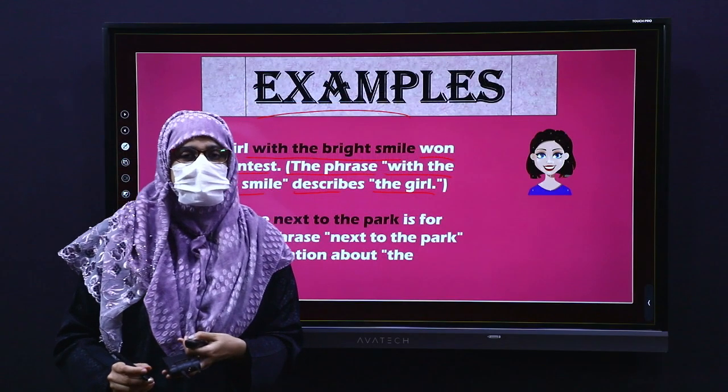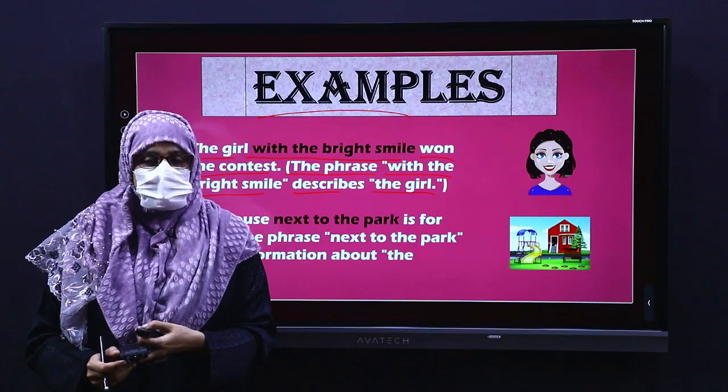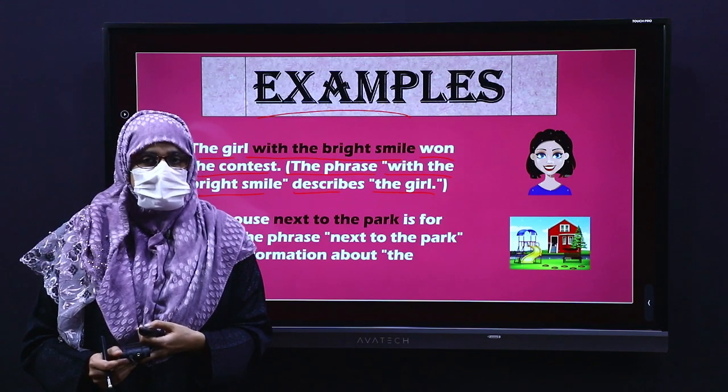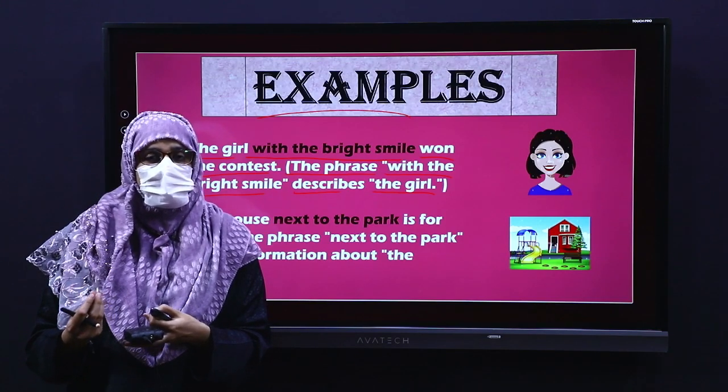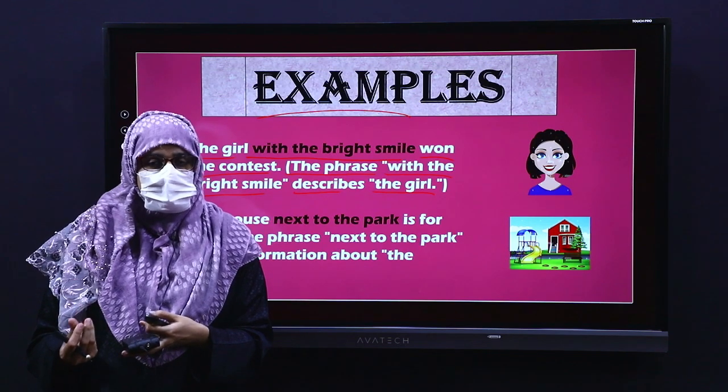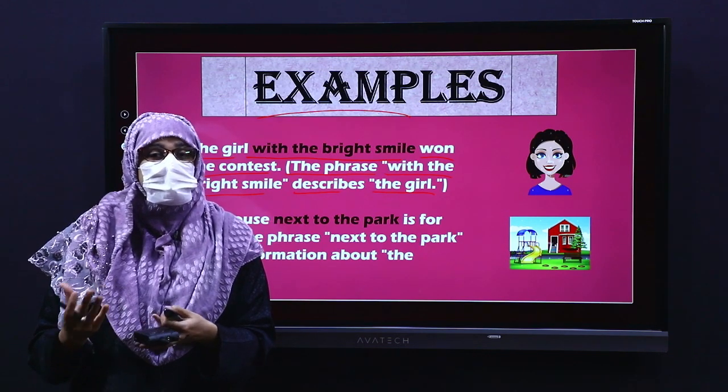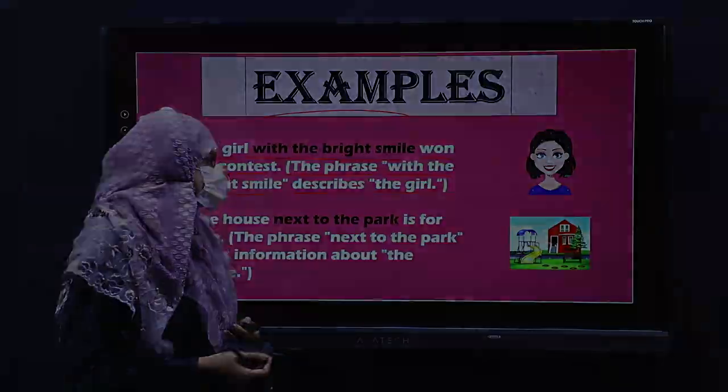So, here the phrase with the bright smile modifies the noun. It adds more information about the noun girl. लड़की कैसी है? उसकी स्माइल कैसी है? ब्राइट स्माइल है. आगे देखिए.